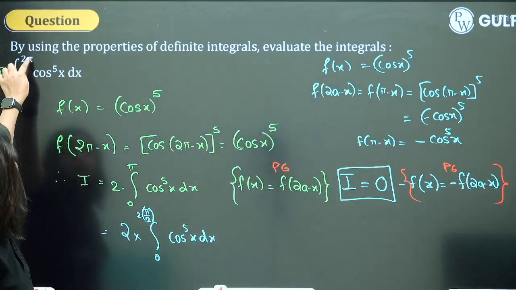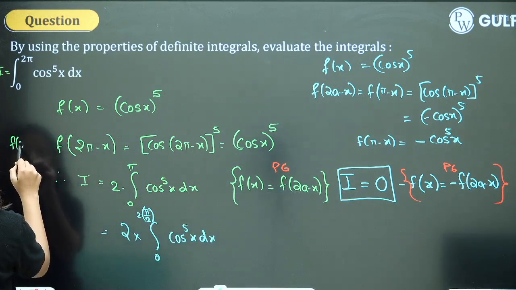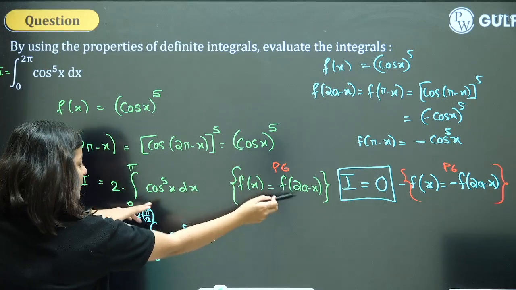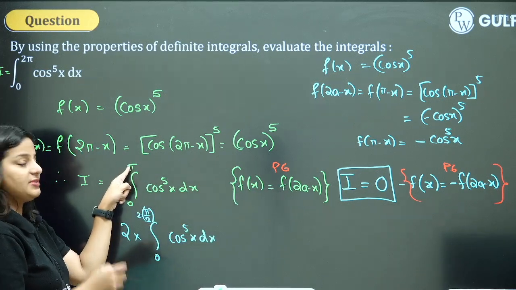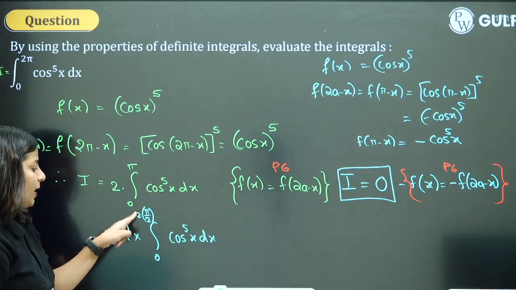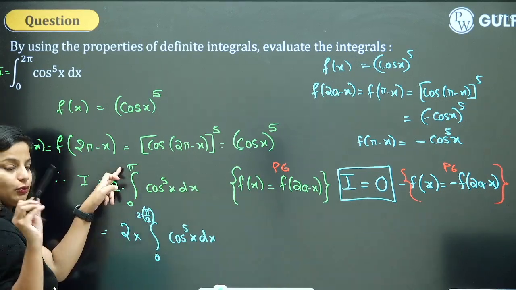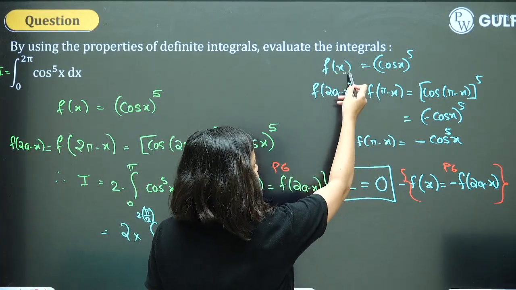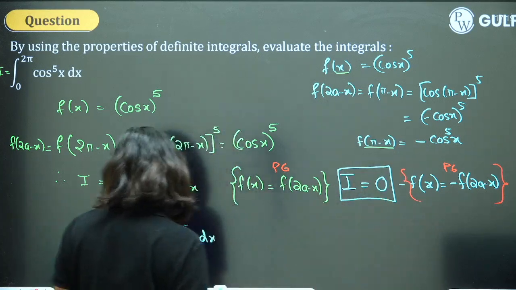Once your 2a was 2 pi, and we got them equal, so 2 times 0 to pi. When they are equal, the limit becomes half. That's why the name was half limit also. Now your 2a is pi. Once again, if you check f of x and f of 2a minus x, they both are of opposite sign, so the integral is 0.